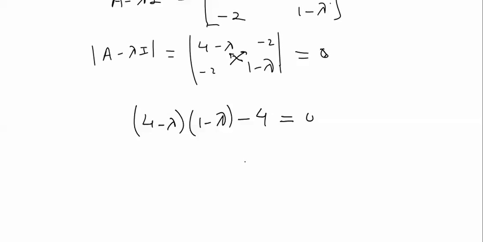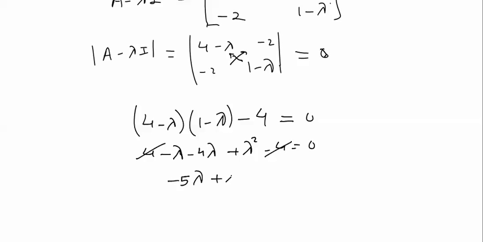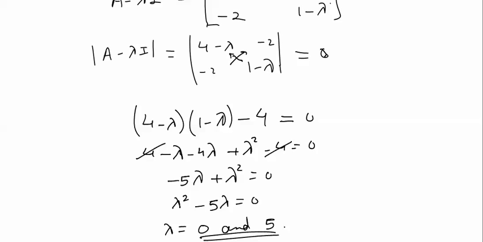Right? So if you solve this, this becomes 4 minus lambda minus 4 lambda plus lambda square minus 4 is equals to 0. The 4 and minus 4 get cancelled out, so this becomes minus 5 lambda plus lambda square is equals to 0. Or you can rearrange it as lambda square minus 5 lambda equal to 0, so lambda is equal to 0 and 5. Right? So these are your eigenvalues, 0 and 5.